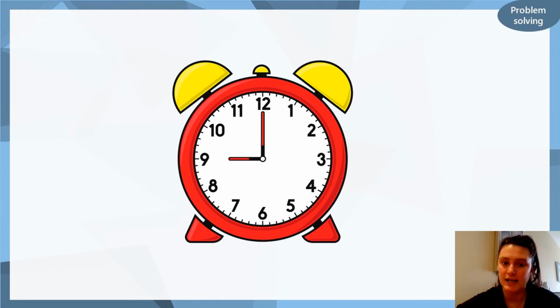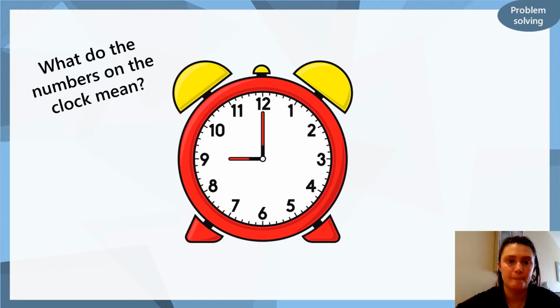So here is a clock with the numbers on it already. Our first thing we're going to look at today is, what do the numbers on the clock mean? Each of these numbers means 1 hour.